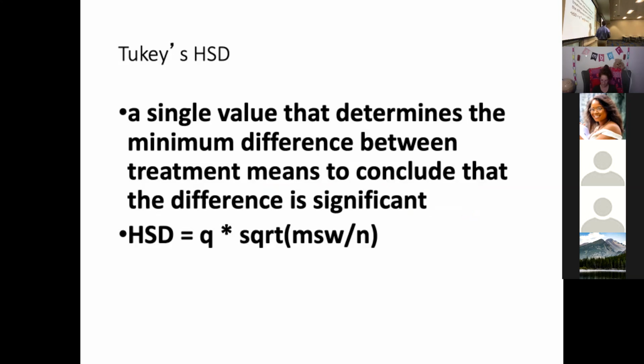All right, so the first one we're going over is Tukey's HSD. It's a single value we're going to establish that determines the minimum difference between treatment means, or treatment condition means, to conclude that a difference is significant. And HSD stands for honestly significant difference. No, I'm not making that up. That's serious.